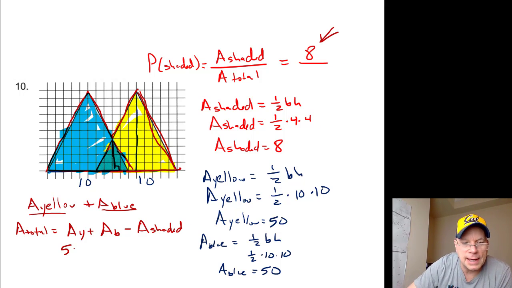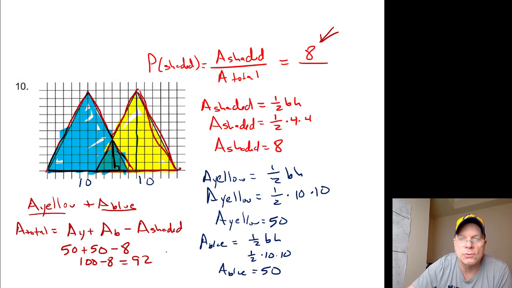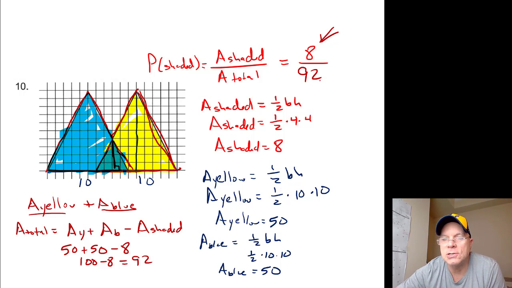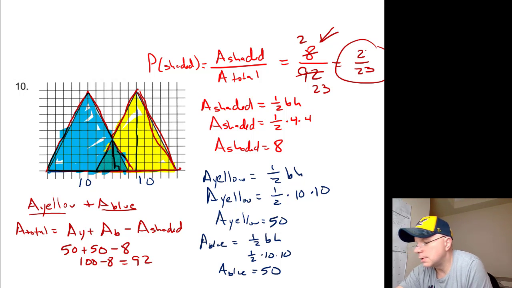So we've got 50 and 50, but you have to subtract the 8. So 100 minus 8 is 92. So the denominator is 92, and there's a common factor of at least 2 here. Although is 92 a multiple of 4? It is, because 80 plus 12. So I'm going to use the greatest common factor, which is 4. 8 divided by 4 is 2. 92 divided by 4 is 23. So 2/23. That was a hard problem. The last two are hard problems.